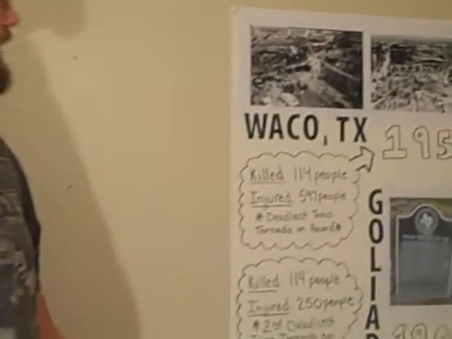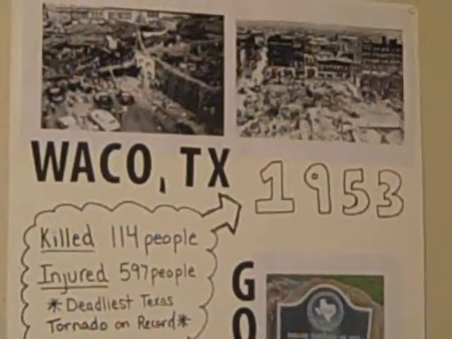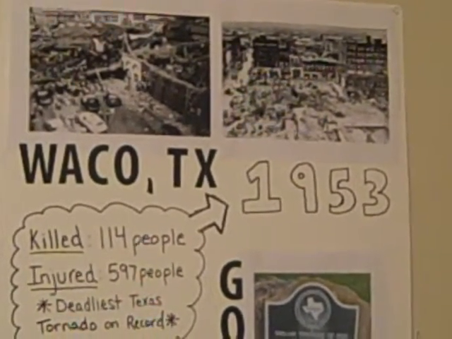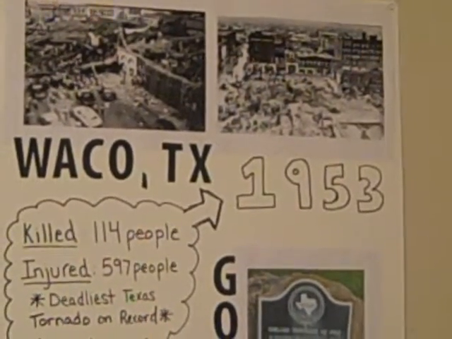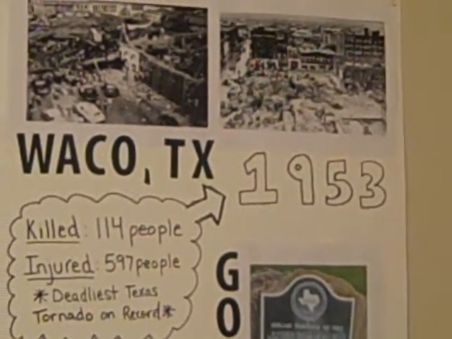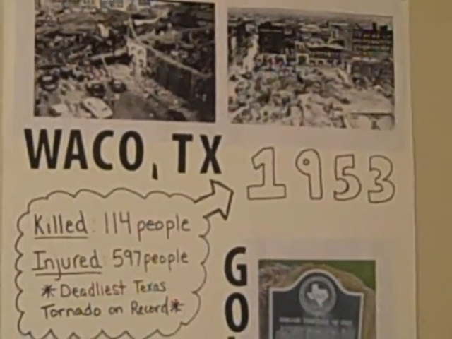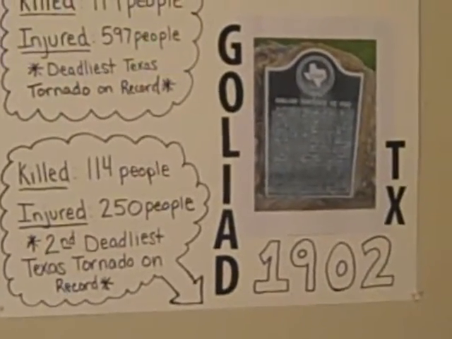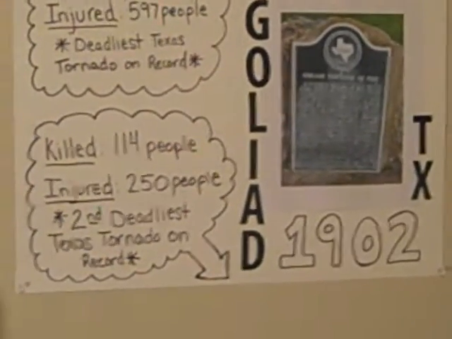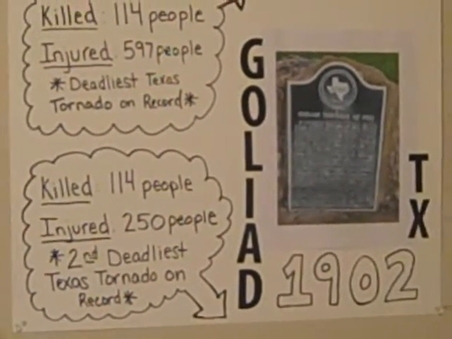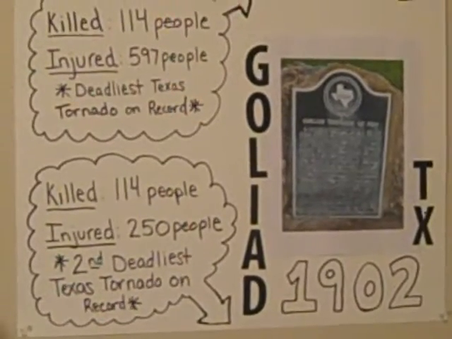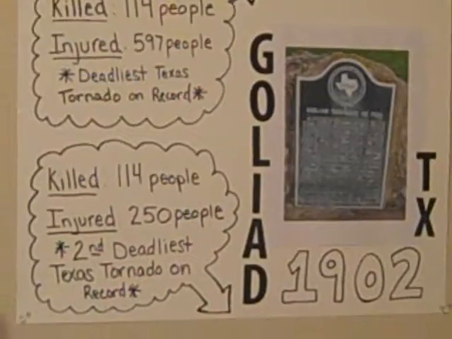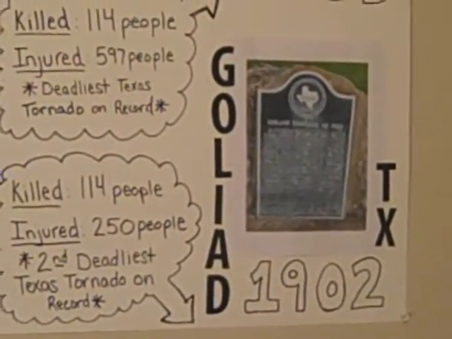Waco, Texas, 1953. An F5 tornado touches down in downtown Waco, killing 114 people, injuring 597 people. To date, this is the deadliest known tornado in Texas. Goliad, Texas, 1902. A tornado touches down, again killing 114 people, injuring 250 people. To date, this is the second deadliest known tornado on Texas record.